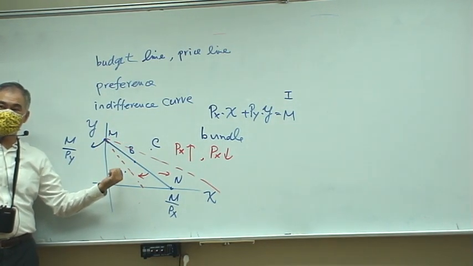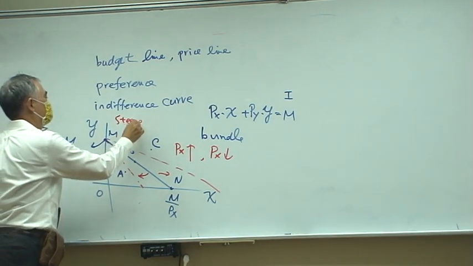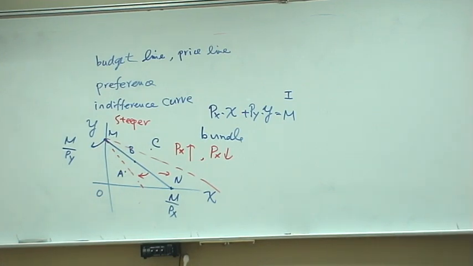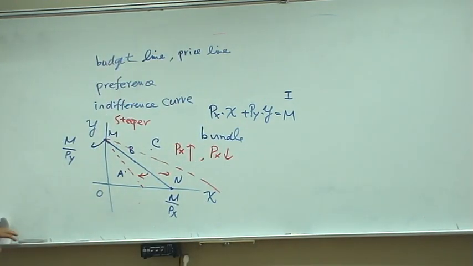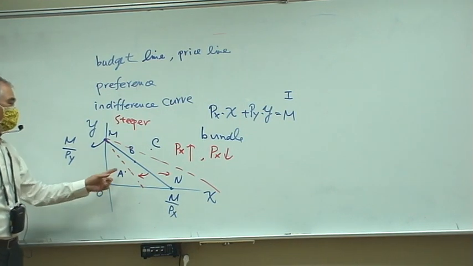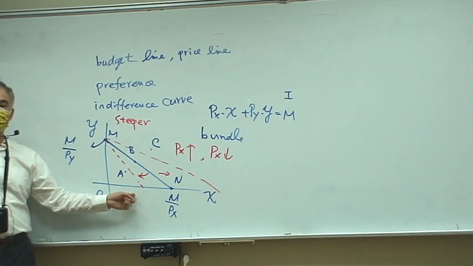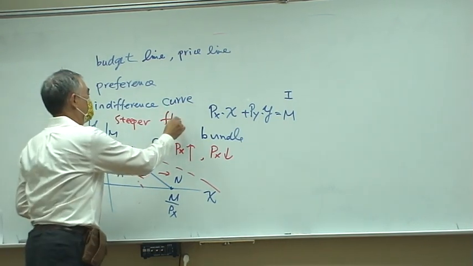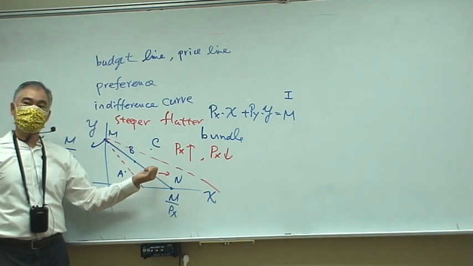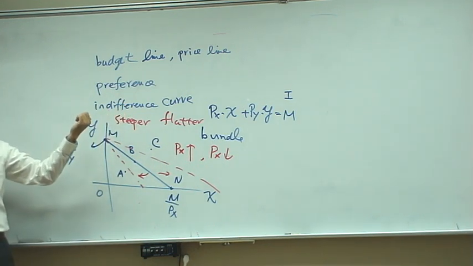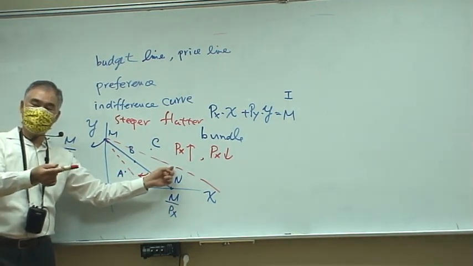So be very careful here. If the price of X increases, if PX increases, what happens? This line becomes steeper. Steeper, right? So it's very easy to tell. If it is steeper, X is more expensive. If it is flatter, X is cheaper. Because of this, we say it is a price line, because this budget line also tells you what the price is. If it is steeper, X is more expensive. If it is flatter, X is cheaper.